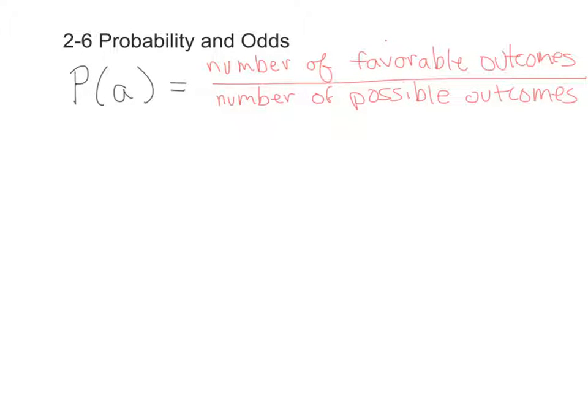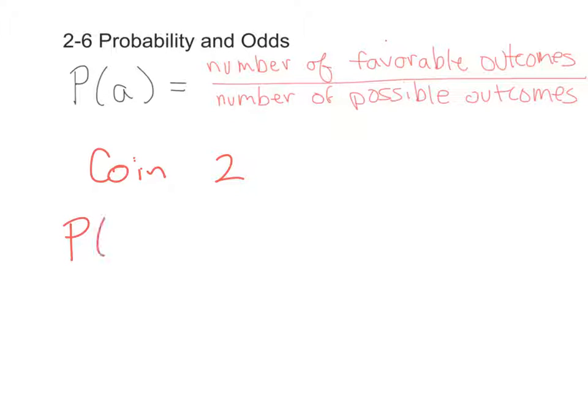Today we're talking about probability and odds. To find the probability of a certain event occurring, you take the number of favorable outcomes and you put that over the number of possible outcomes. So for example, if we were talking about flipping a coin, there are two possible outcomes when we flip a coin.